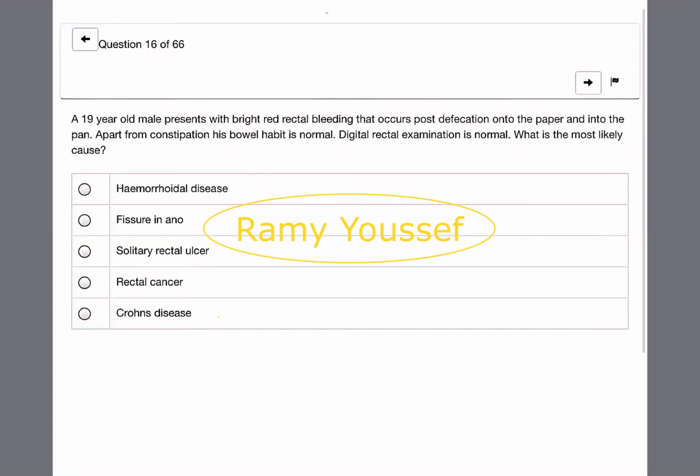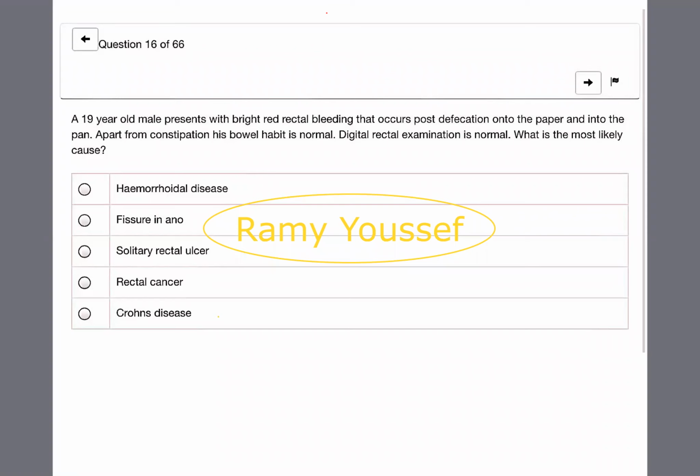Yes, exactly. Digital rectal examination is also normal. By the way, with any painful anal fissure or rectal fissure, the patient can't withstand digital rectal examination. So it is painless rectal bleeding. Okay, bleeding into the pan means it's of high volume, and so it suggests hemorrhoidal bleeding.